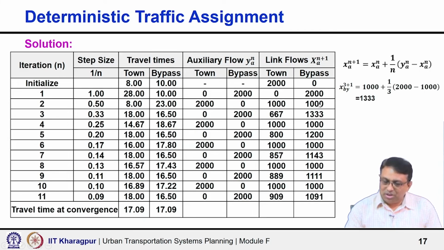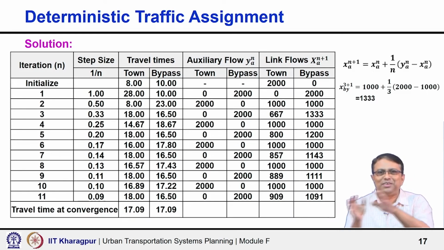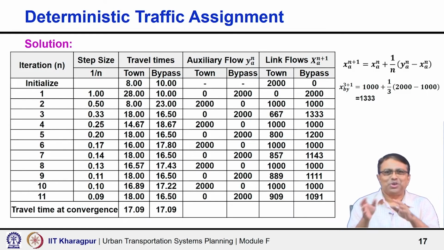How do you get 1333? It is 1000 plus 1/3 of 2000 minus 1000. That is what is shown here in this calculation. So, 1000 plus 1/3 of 2000 minus 1000. So, that you get 1333. You can see it starts distributing. I am putting it from here to there, there to here. As the shortest path is changing, I am trying to adjust it.